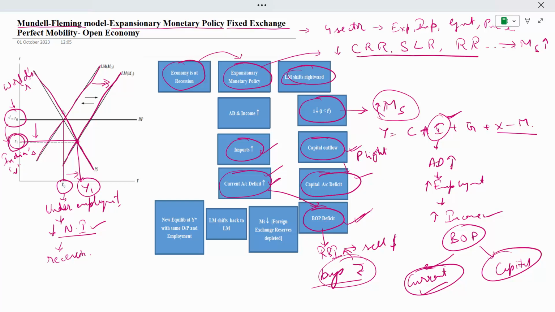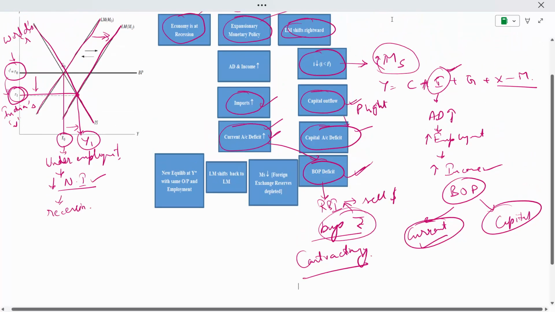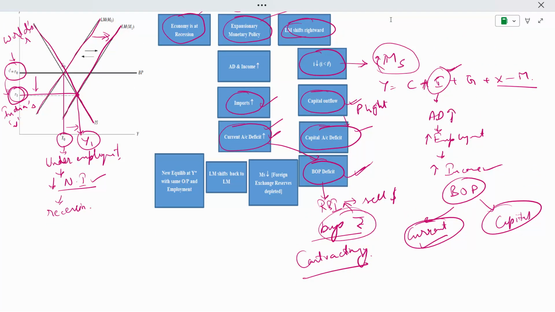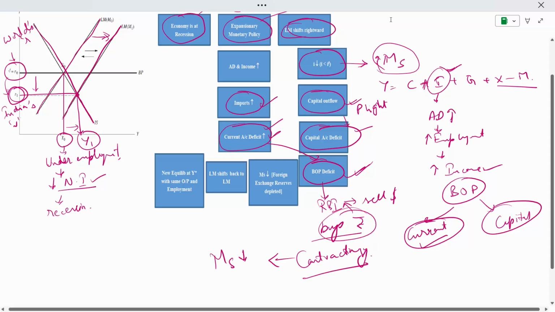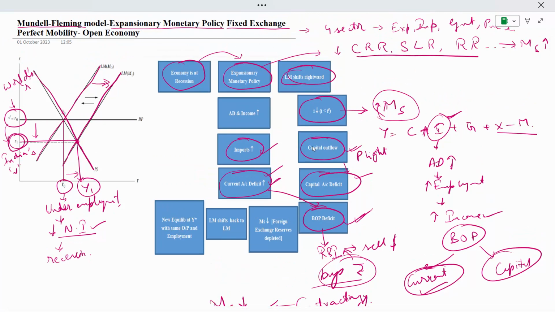Now because of this, RBI will have a contractionary kind of policy, wherein most of the money from the public gets transferred to the RBI itself. Therefore, money supply in the market decreases, the MS gets decreased. Okay, so now what happens to this LM curve? As the MS shrinks, the LM1 curve bounces back to its earlier stage, wherein we'll have the LM naught curve.